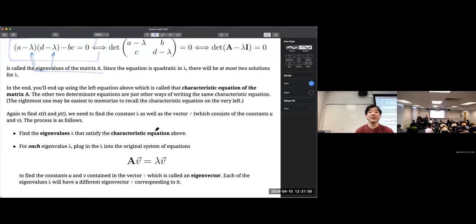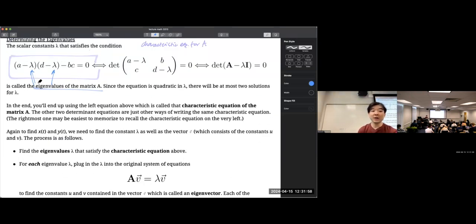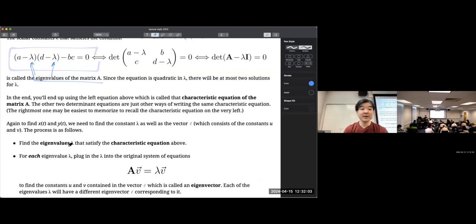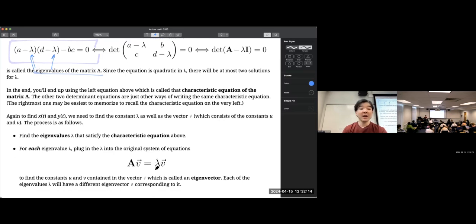Okay, so in the end, you're going to use this characteristic equation for the matrix A to find the eigenvalues, the lambdas that satisfy the characteristic equation. For each eigenvalue, you plug it into the original system of equations, which can be written in this condensed form, to find the u and v that are components of your vector v, which is called the eigenvector. So once you find a lambda, you can plug it into your system of two equations, and you'd only have two unknowns at that point because lambda is not an unknown anymore. And so you can find your u and v.